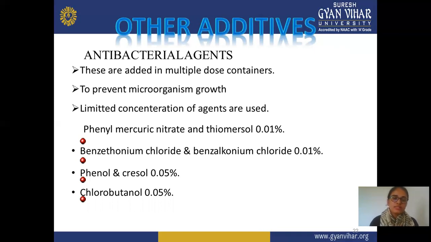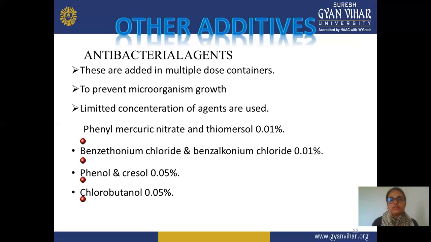Next is to prevent microorganism growth. If microorganism growth is possible in your formulation, then to stop it you can add this bacteriostatic agent. Next, limited concentrations of the agent are used. The concentration of these bacteriostatic agents should be limited, according to the specified or required condition. This is mentioned in your pharmacopoeia, and you take the bacteriostatic agent according to the volume given in the pharmacopoeia.